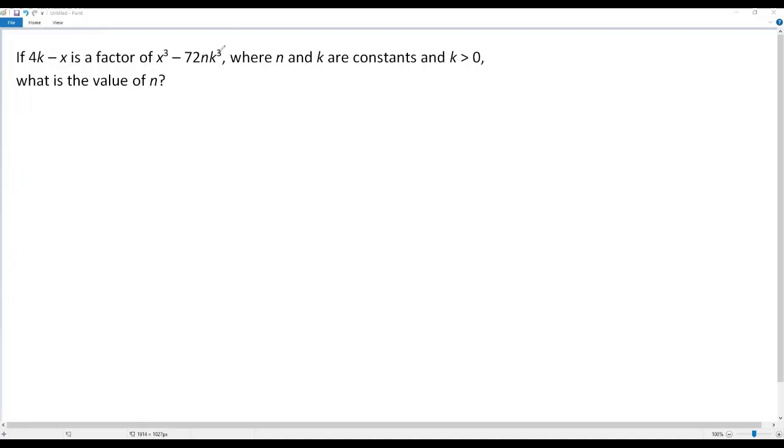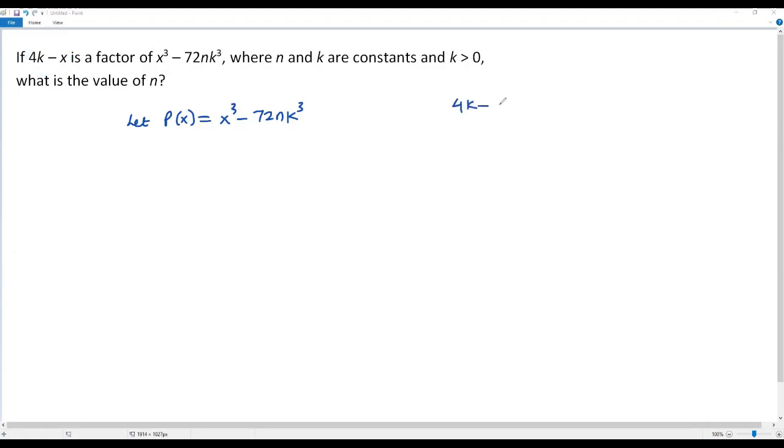Okay, now we can consider this expression as a polynomial function p of x. That is, let p of x equals x to the third power negative 72 times n k cube. The question says this is a factor of the polynomial function p of x. Now I can equate this factor to 0 and solve for the variable x.